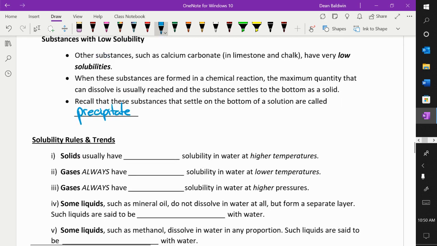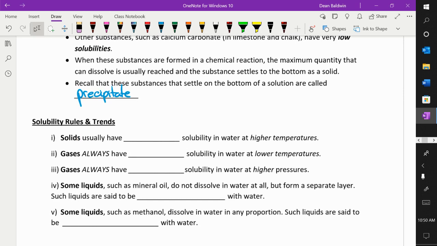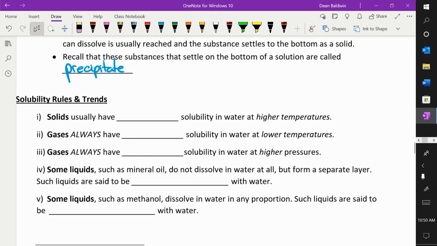All right, so there are some solubility trends or rules. I don't know about rules, because there always seem to be exceptions, but solids usually, highlight the word usually, have higher solubility in water at higher temperatures. So if you increase the temperature, you increase the ability to dissolve more. Gases always have a higher solubility in water with lower temperatures. So the lower the temperature of the water, the better you're able to dissolve a gas in it.